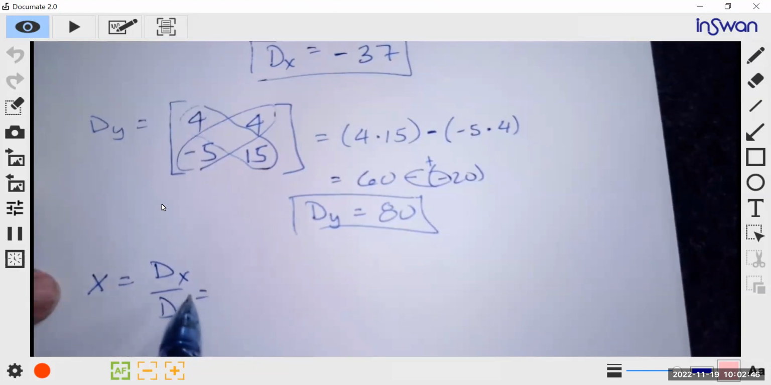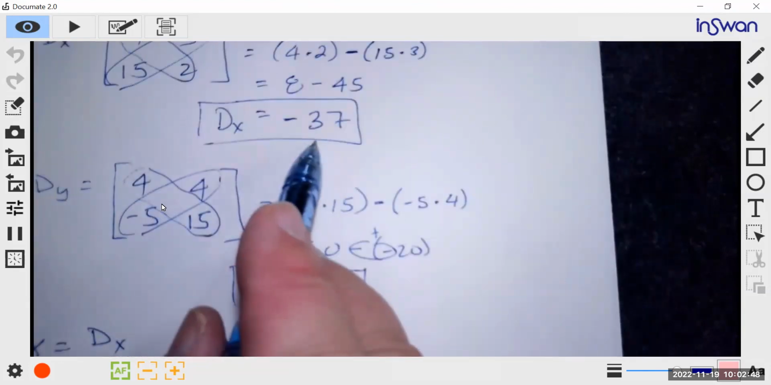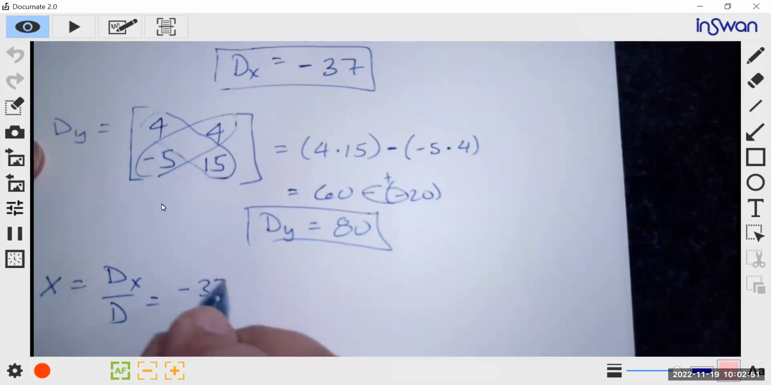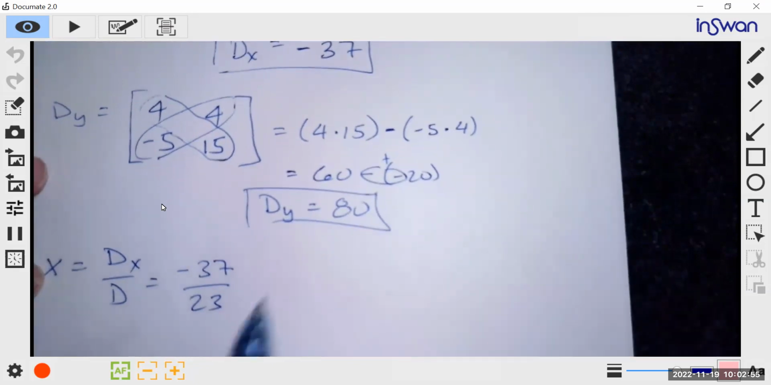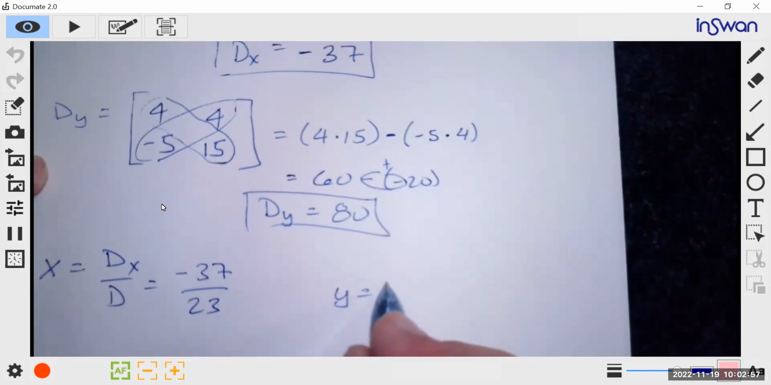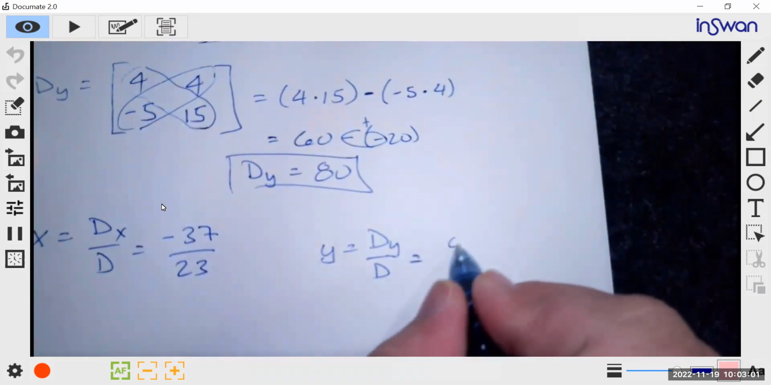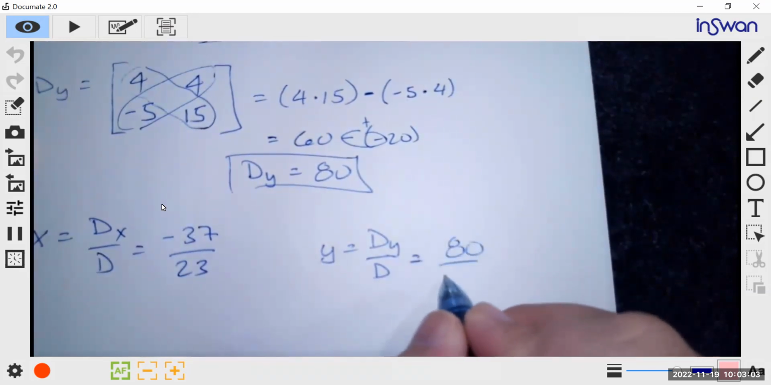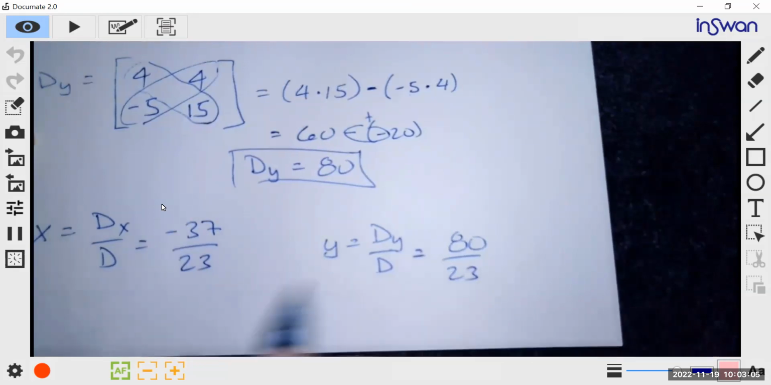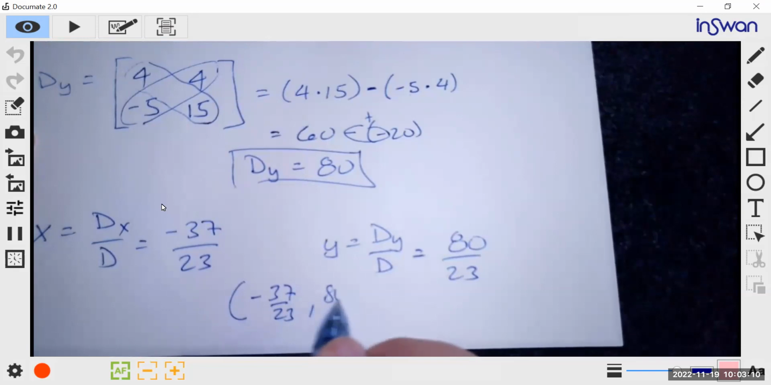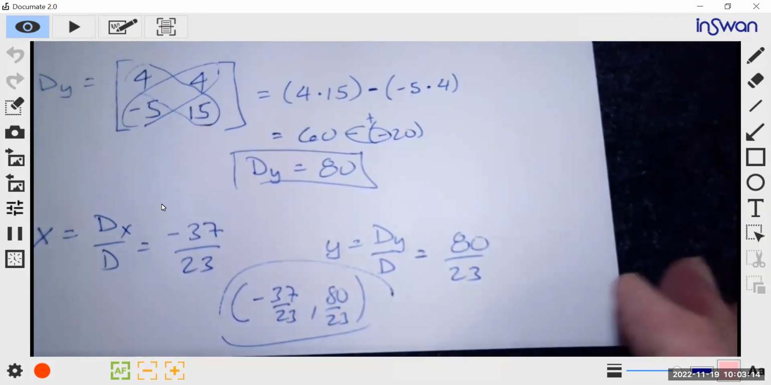So the x value is Dx over D. Dx is negative 37. D is 23. The y value is Dy over D: 80 over 23. Much easier.